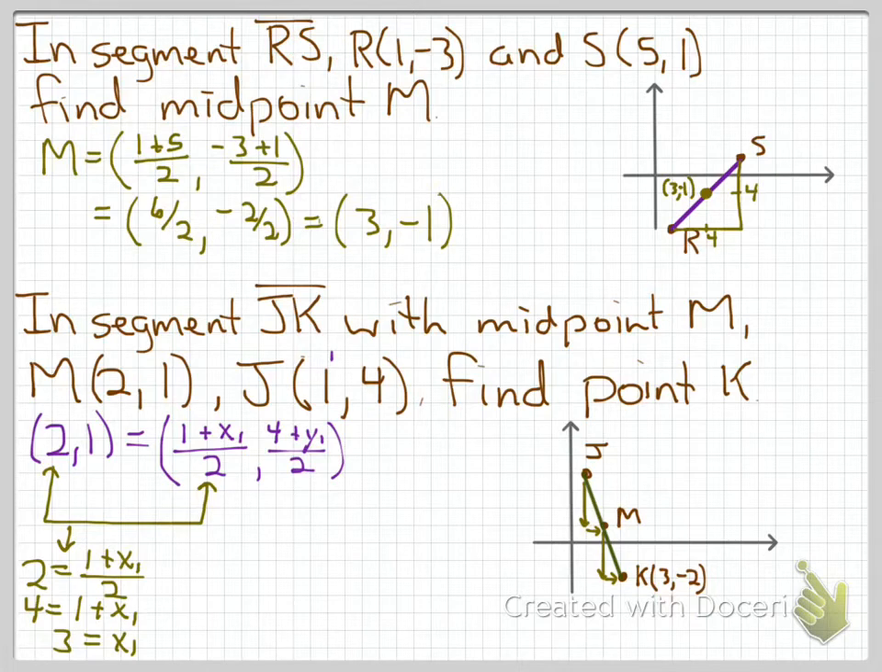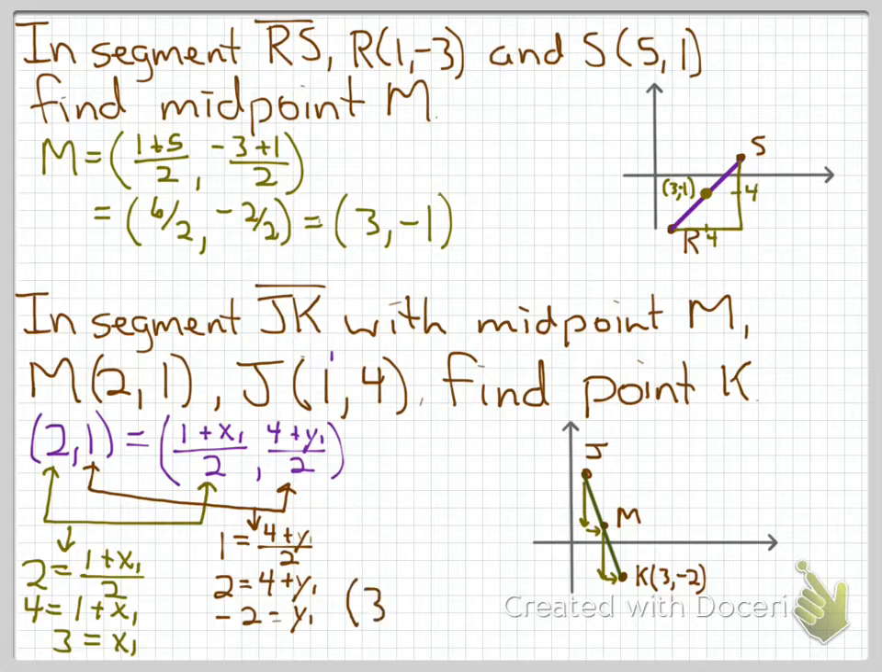Now we're going to take out the y values, and I could say now that 1 equals (4 plus y1) over 2. That becomes 2 equals 4 plus y1, and y1 is negative 2, which gives us our point (3, -2). And how about that? It matches what we had. So our answer is K is the point (3, -2).